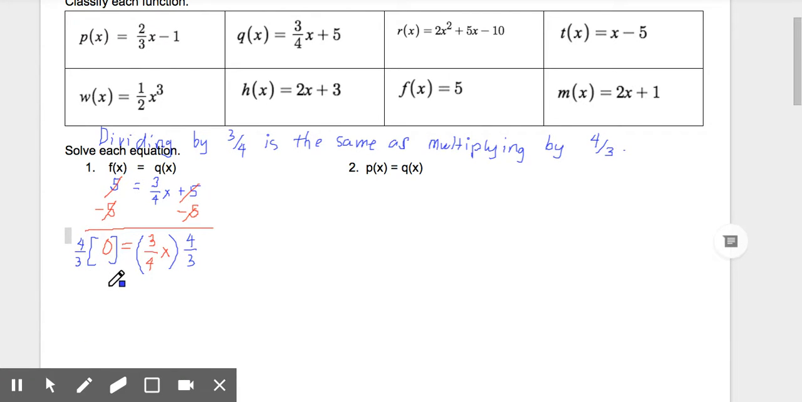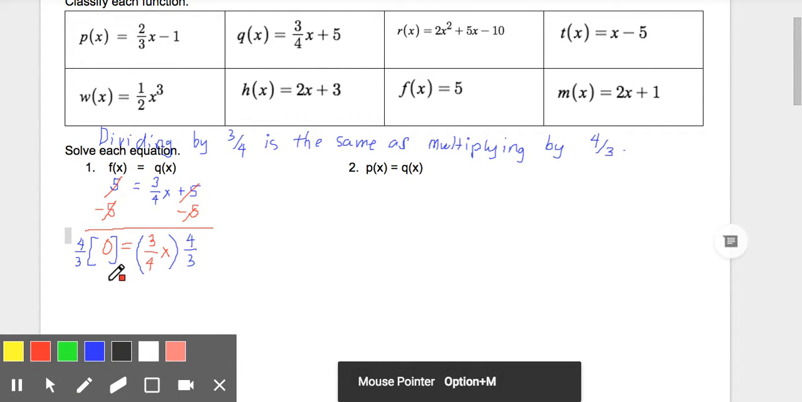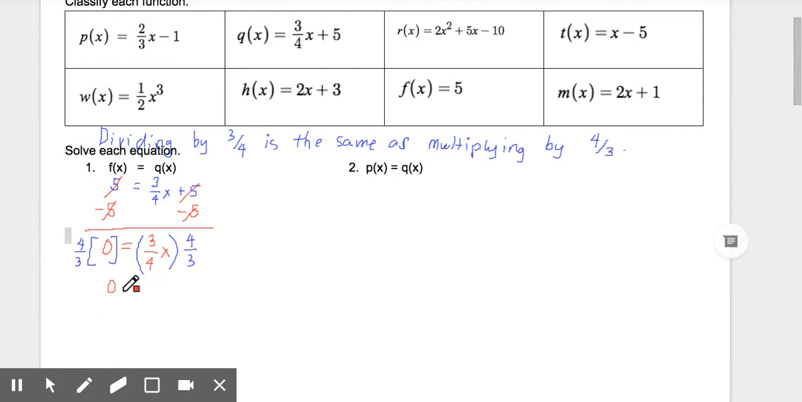4/3 times 0 is equal to 0. Any number multiplied by 0 is 0. And then we can do here 3 times 4 is 12, over 4 times 3 is 12, and then the x. And then we can simplify this to 0 is equal to 12 over 12 is 1x. Now we found the value of x.